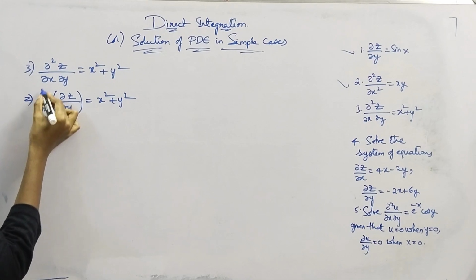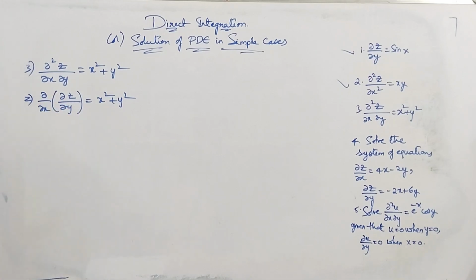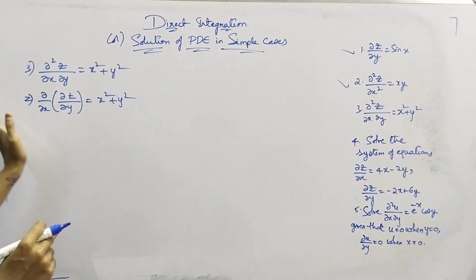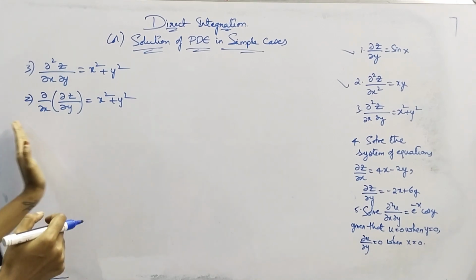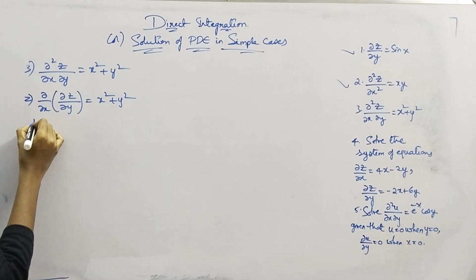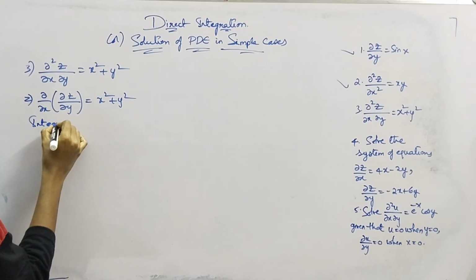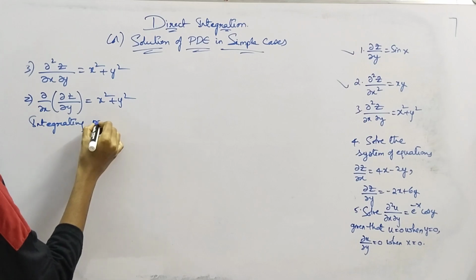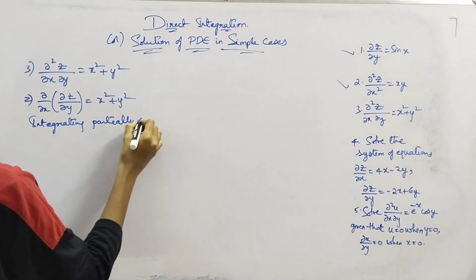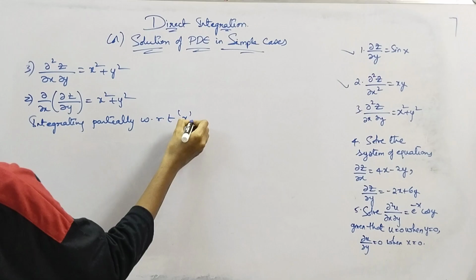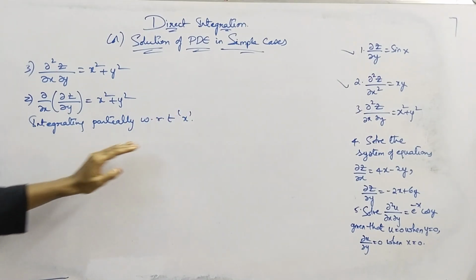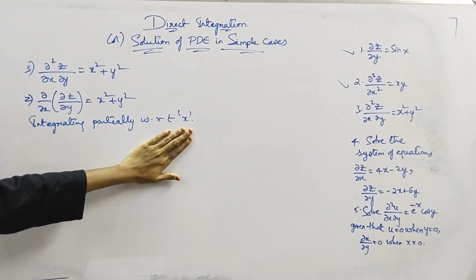Now, first term, here you have dou by dou x. So we can now find the partial integral of this with respect to x. As soon as you see this, just do partial integration, not derivative. Partial integration with respect to x, so we'll treat y as constant. That is the next thing you have to keep in mind.